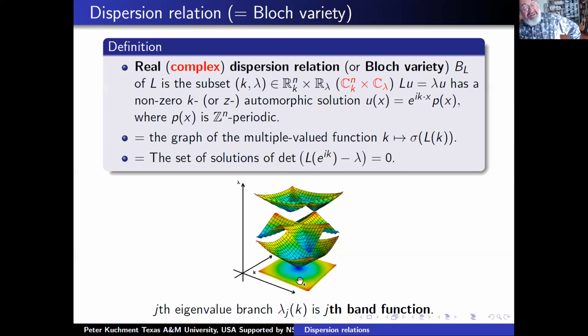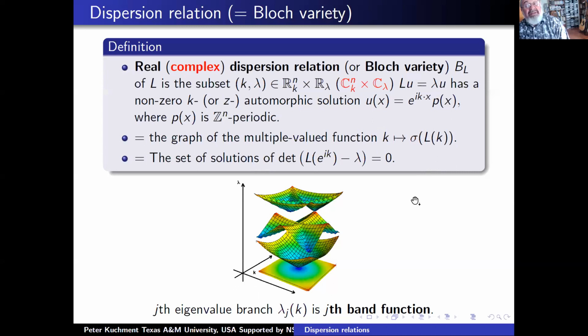So this dispersion relation contains pairs K lambda, for which your eigenvalue problem for your Laplacian has not just a solution, but a solution which is automorphic with respect to K. In other words, an automorphic solution can be written as follows: U of x must be a periodic function times this exponential.